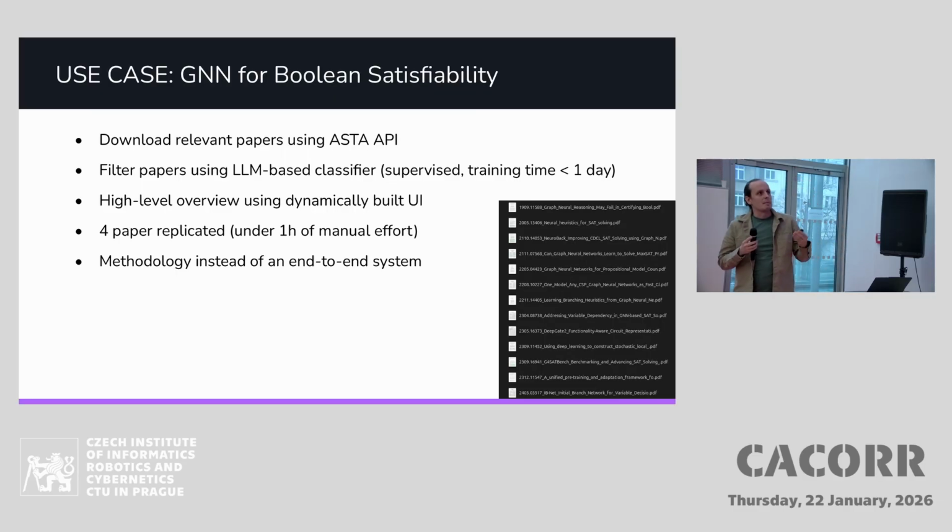So thus far we replicated 4 papers where the manual effort was under 1 hour if we don't count the training time. And we realized that it's much more beneficial if we do it more like a methodology where we provide some high-level decisions instead of doing it like an end-to-end system.